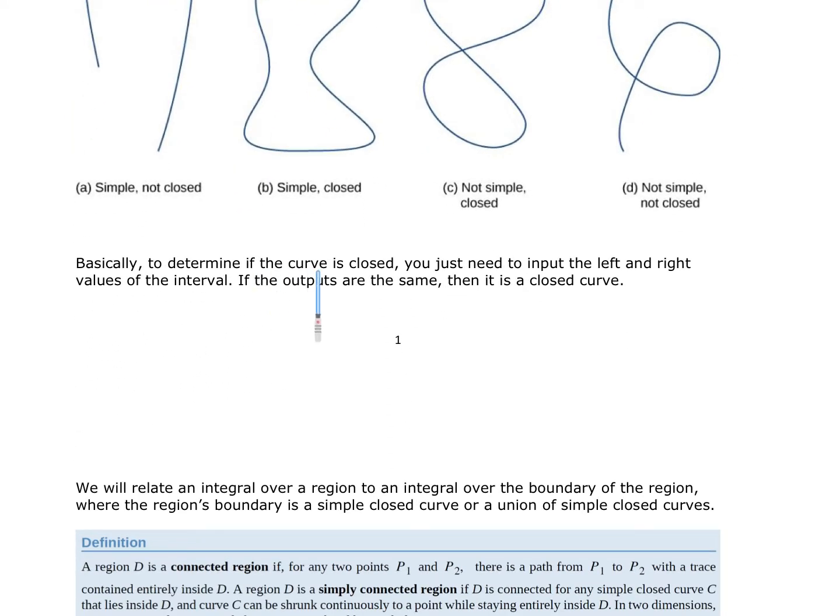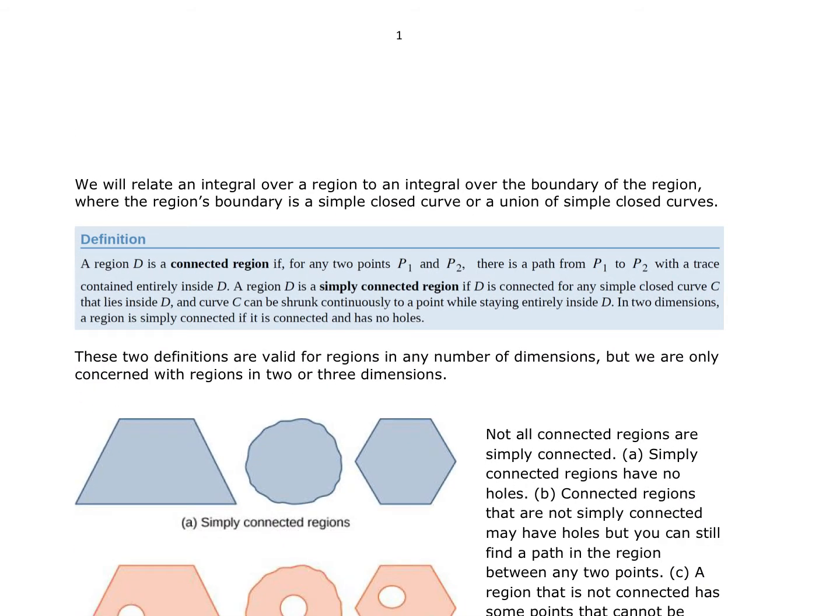To determine if the curve is closed, that's the easy part. All you have to do is input the left and the right value of the interval. If the outputs are the same, then it's closed. That's the easy part. We'll relate an integral over a region to the boundary of the region, where the region's boundary is a simple closed curve or a union of simple closed curves.